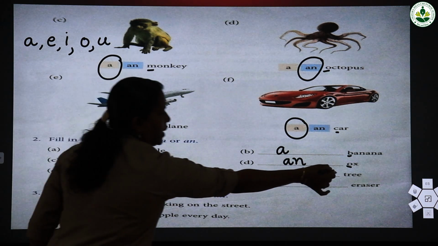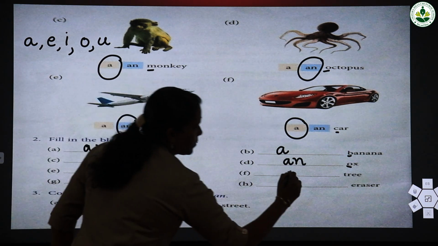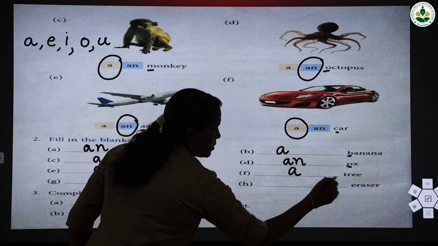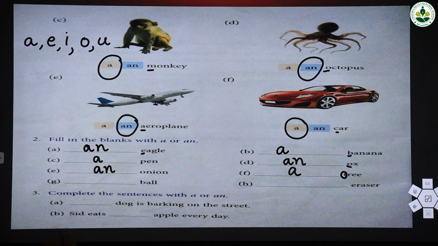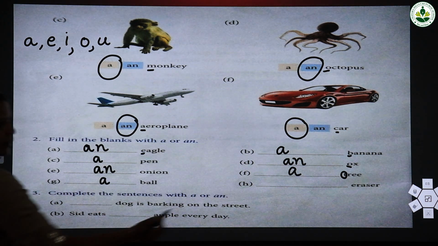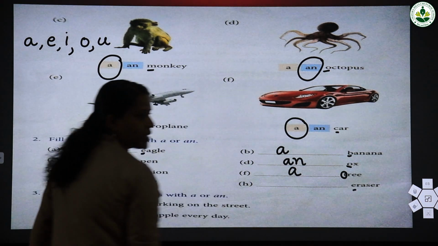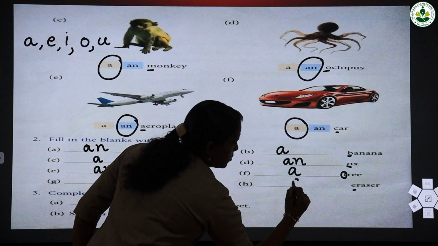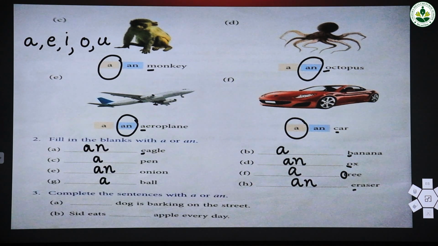Next one. Tree. A tree or an tree? A, because the first letter T is not a vowel. Then look at the next one. Ball. A ball or an ball? A ball. Last one. Eraser. Which is the first letter? This is a vowel. So, we want to write an eraser. Okay. And look at the next one.